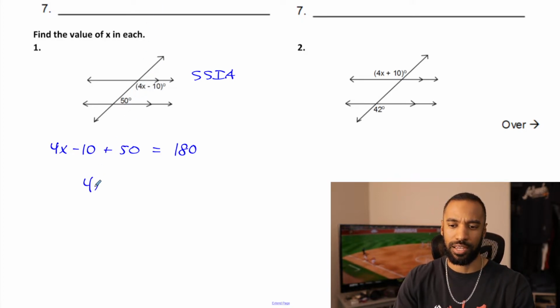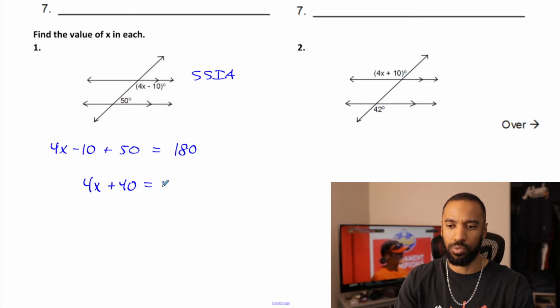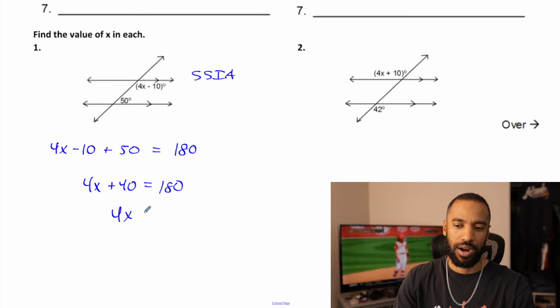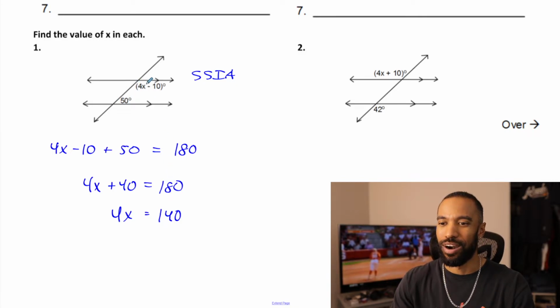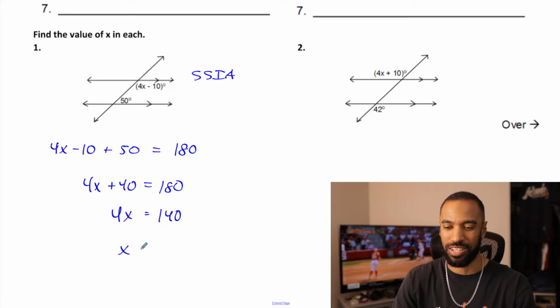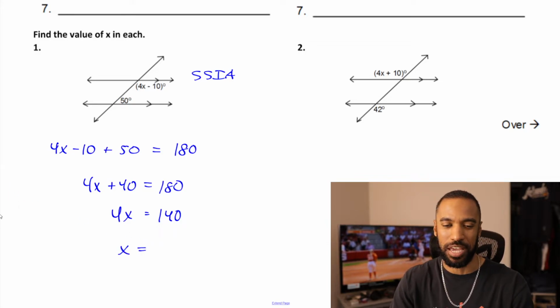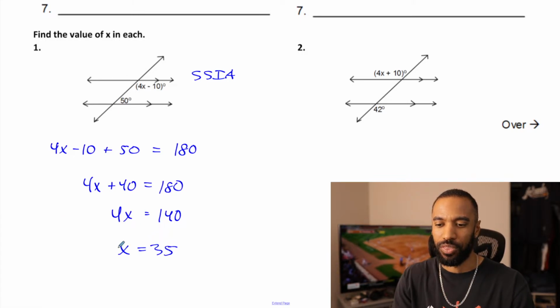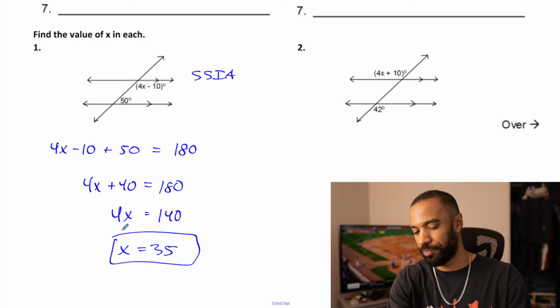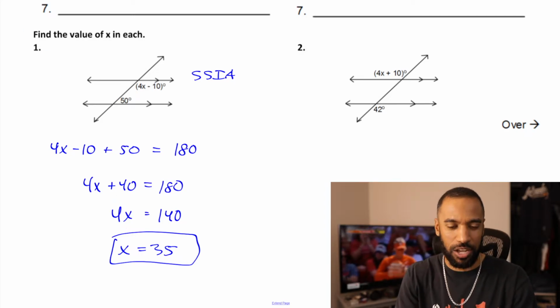We solve for x. 4x plus 40 equals 180. I'm going to go fast on the algebra. 4x minus 10 plus 50 is 180. 4x plus 40 is 180. 4x is 140. Yes, x equals... Oh, I thought it was going to be a fraction. x equals 35, I believe. 35. I hope I didn't mess that up. Hope I don't go too fast on the algebra.